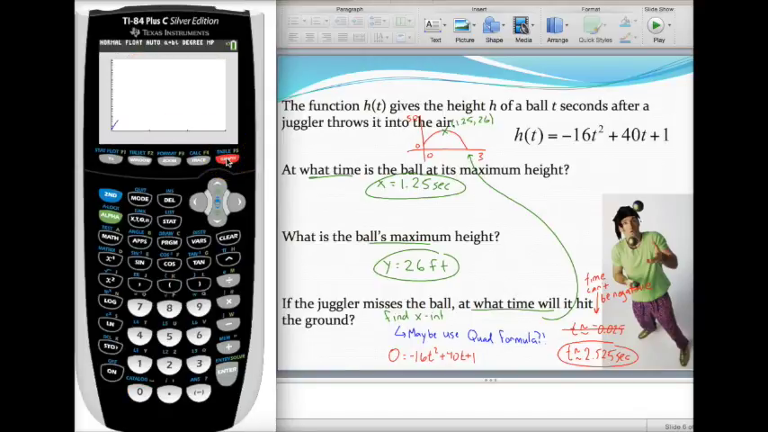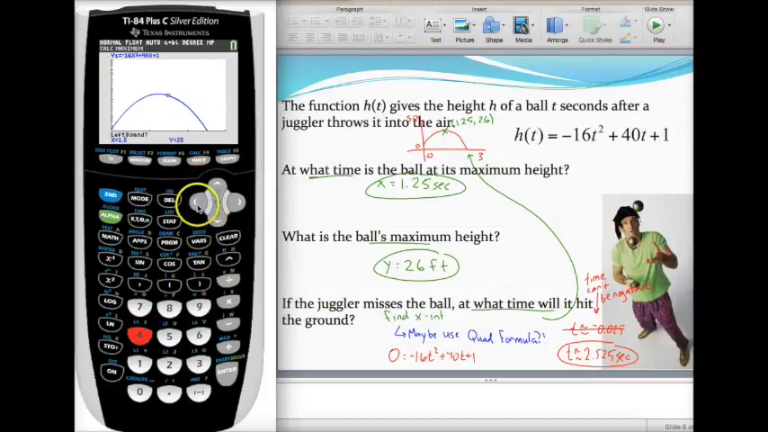Now when I hit graph, I see a much better graph of that ball going up in the air and then falling back down. So the first couple questions deal with the maximum height and the time it's at its maximum height. So I'm going to need to find this maximum. We've done that a few times, so hopefully this is a quick refresher for you. But hit second trace to go into the calculate menu, and then option 4 has your maximum on there.